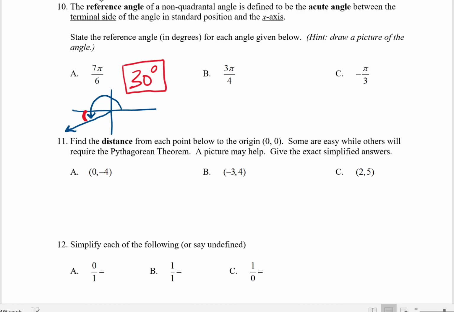3 pi over 4. The memorized value there is 135 degrees, which is here in the second quadrant. Again, I could remember that quickly. 180 divided by 4 is 45, times 3 is 135. The reference angle would be this angle, the acute angle, so something between 0 and 90, between the terminal side and the x-axis. 135 is 45 degrees short of 180, and so the reference angle would be 45 degrees.